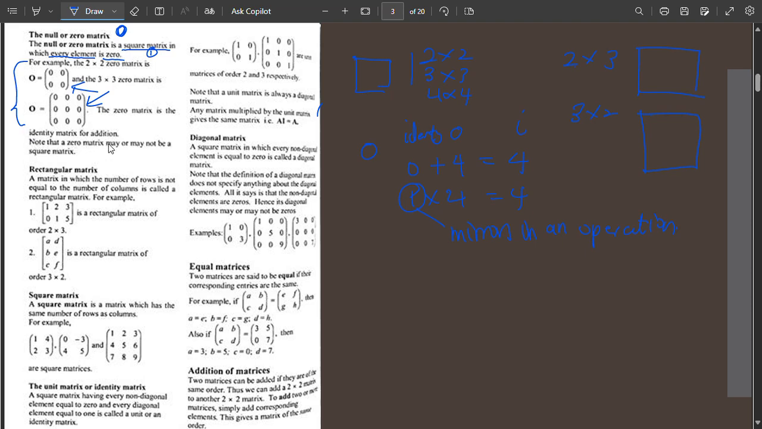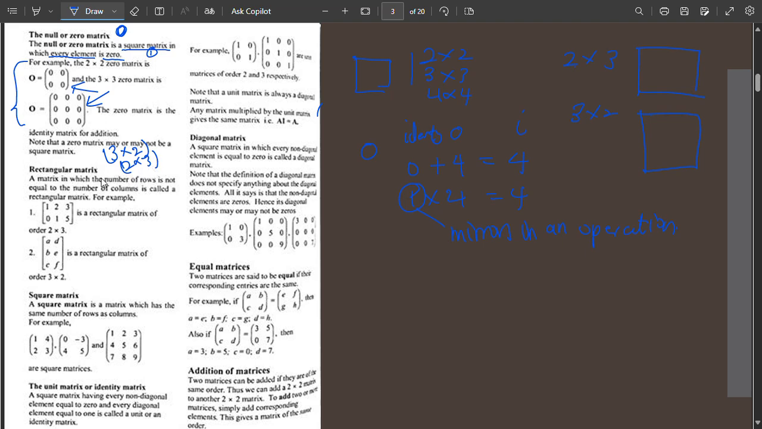Note that a zero matrix may or may not be a square matrix. A zero matrix can be a square matrix. It can also be not a square matrix. So there are possibilities of it being 3 by 2 or a 2 by 3 or any other form of matrix, even if it's not square. Perfect. Let's go look at the rectangular matrix.